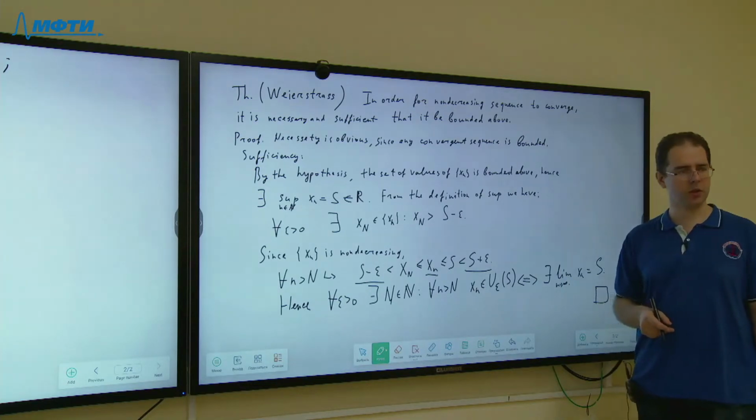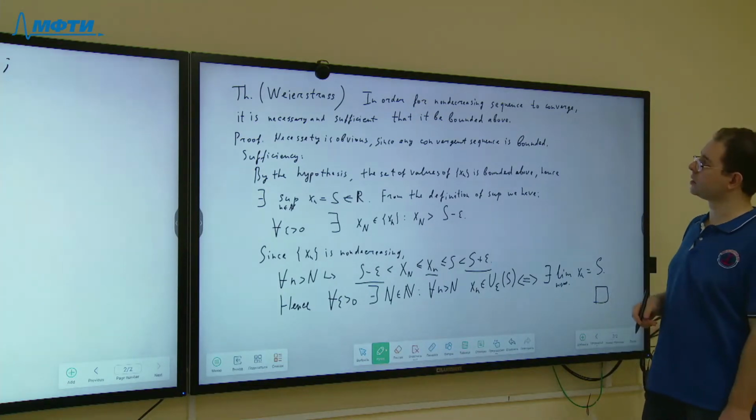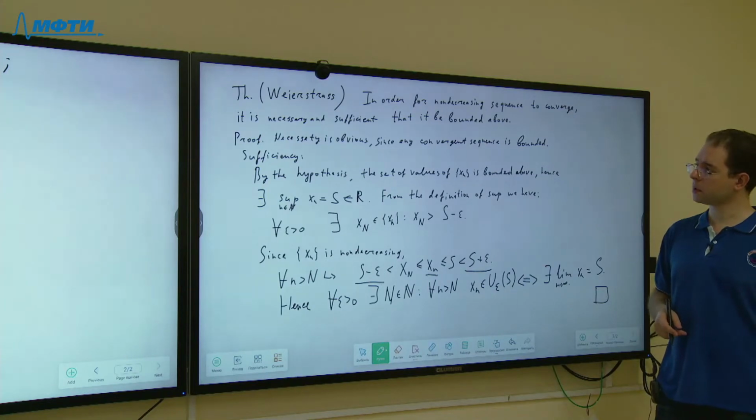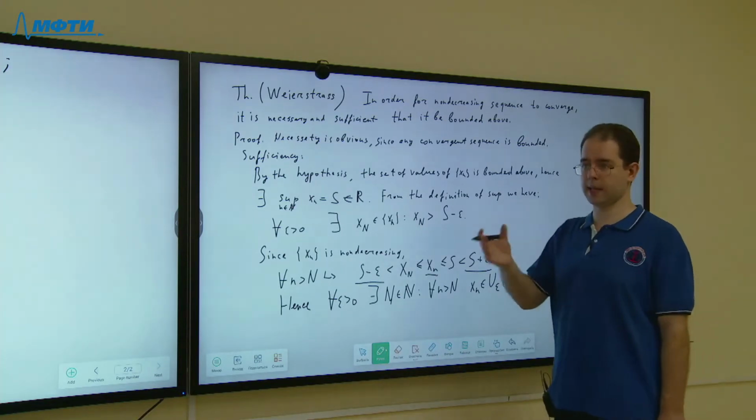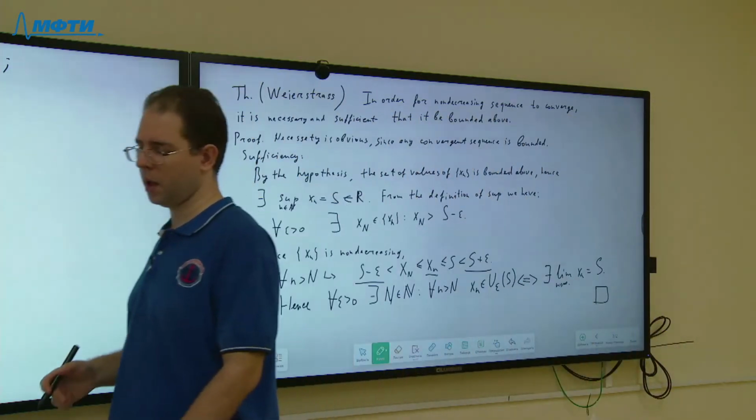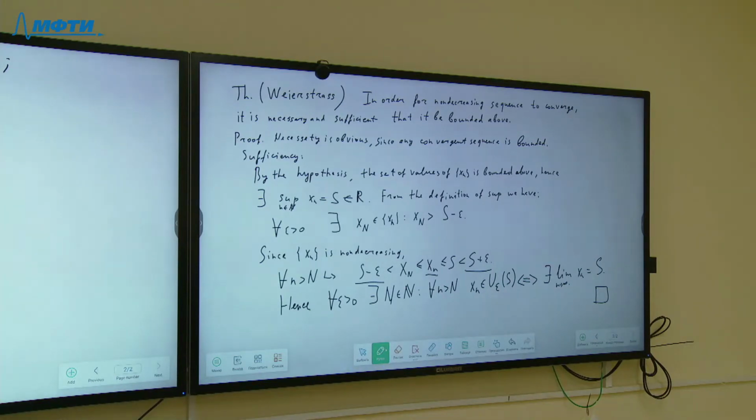So I have shown that any non-decreasing sequence that is bounded above converges, and its limit is its exact upper bound. Okay, very well. And you of course understand that we can formulate and similarly prove a theorem about a non-increasing sequence that is bounded below. Okay, good enough.